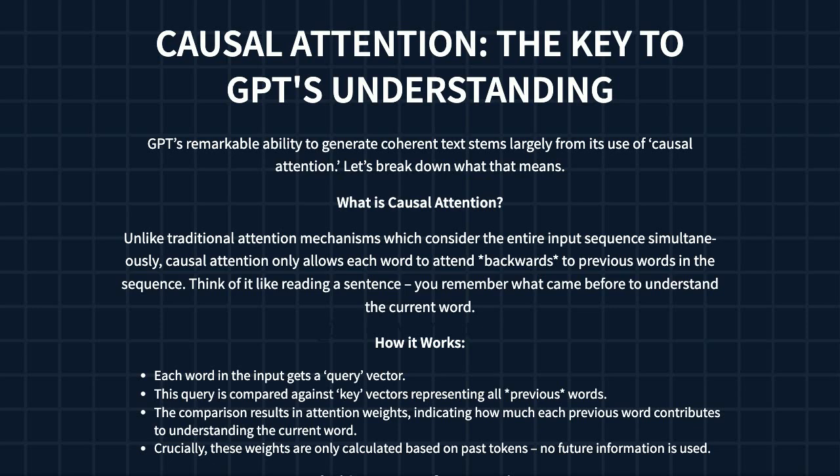But here's the critical part. These weights are only based on previous information, not peeking into the future. This unidirectional approach ensures GPT can accurately rely on its memory of what's already been generated when predicting the next word.